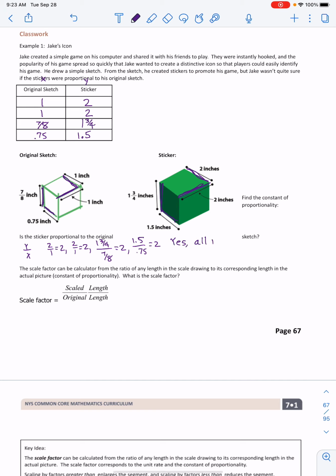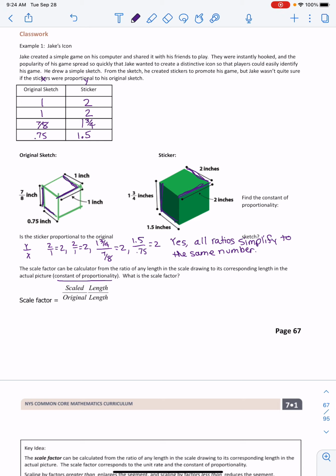All ratios simplify to the same number. The scale factor can be calculated from the ratio of any length in the scale drawing to its corresponding length in the actual picture. In other words, the constant of proportionality.